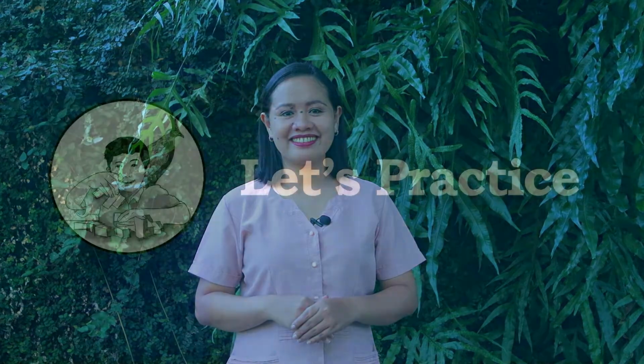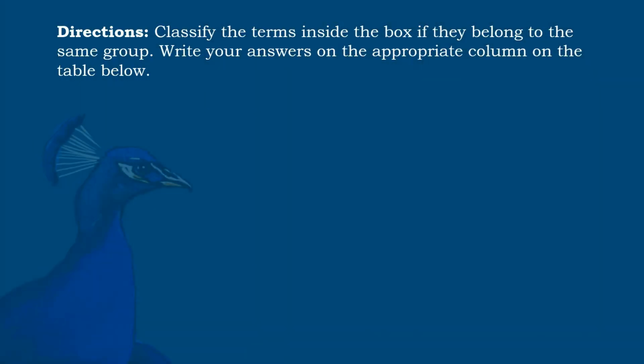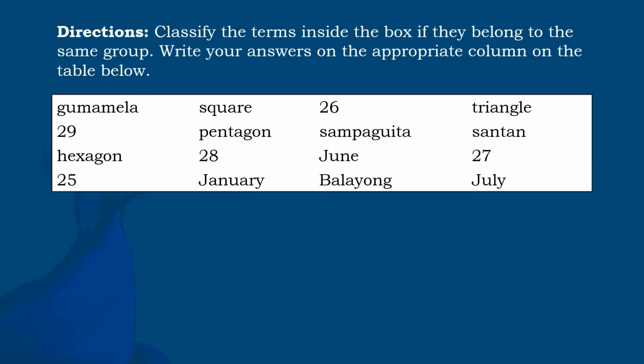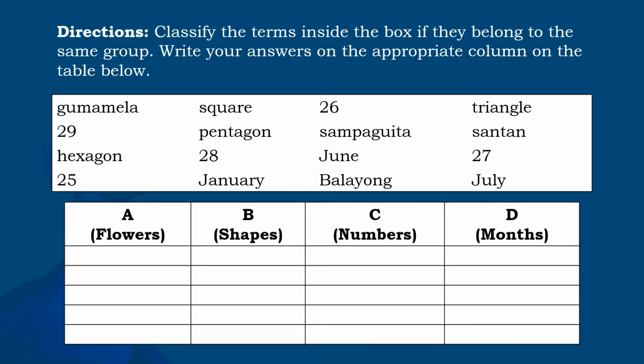There you have it, learners! You're done with your first learning competency. In order to fix your skills, let us have a short practice. Directions. Classify the terms inside the box if they belong to the same group. Write your answers on the appropriate column on the table below. You have 5 minutes to do that.